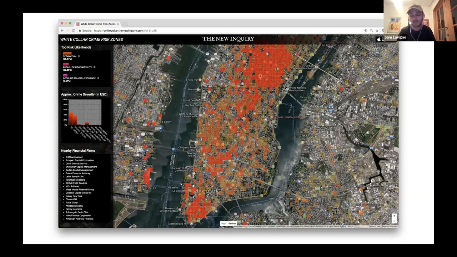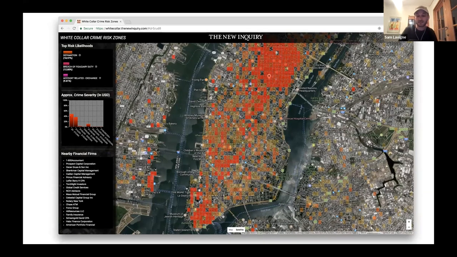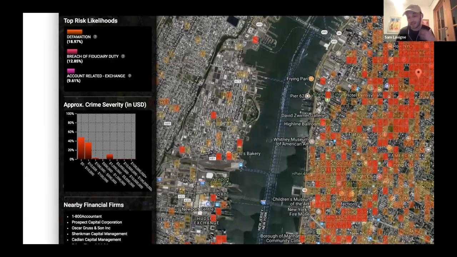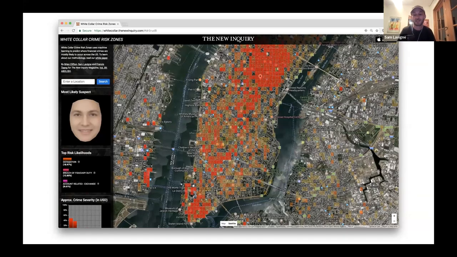Clicking on different squares gives you more information. This might include the type of crime that the system believes will occur, as well as the severity of the crime. We know by financial firms that might be institutional suspects. We also show a composite image of a most likely individual white-collar criminal suspect, which is a facial average of high-level financial executives who work in the area, scraped from LinkedIn. The joke is that the individual compositions are all unique, but they all sort of merge together into a single white-collar criminal suspect.